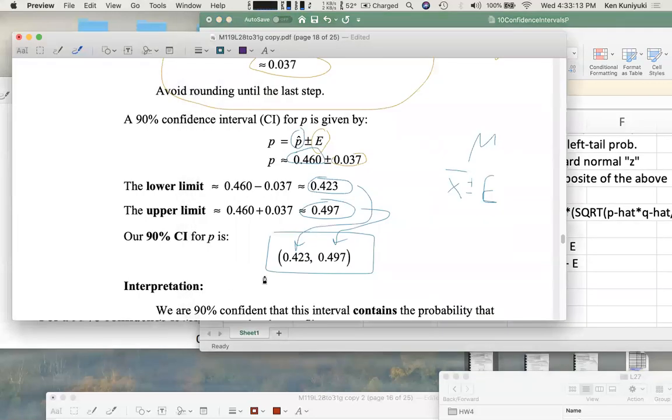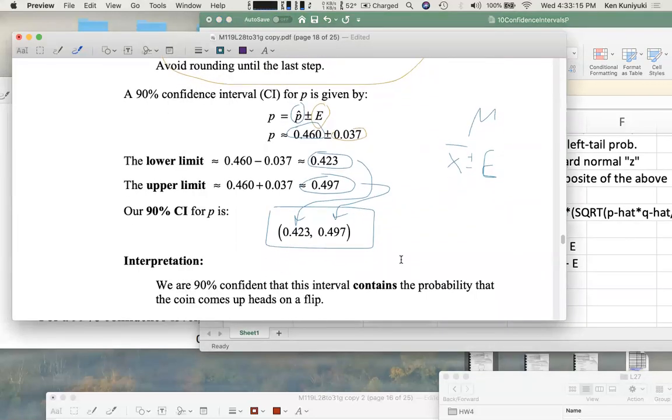All right. Interpretation. Okay, what does this mean?